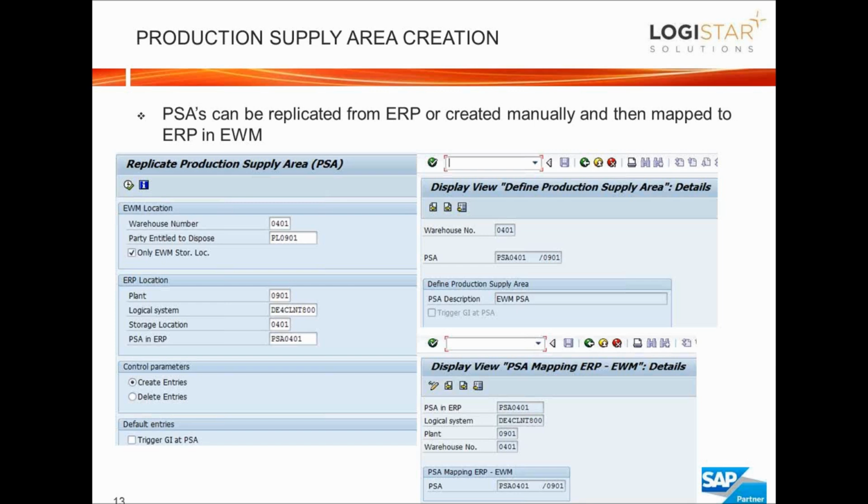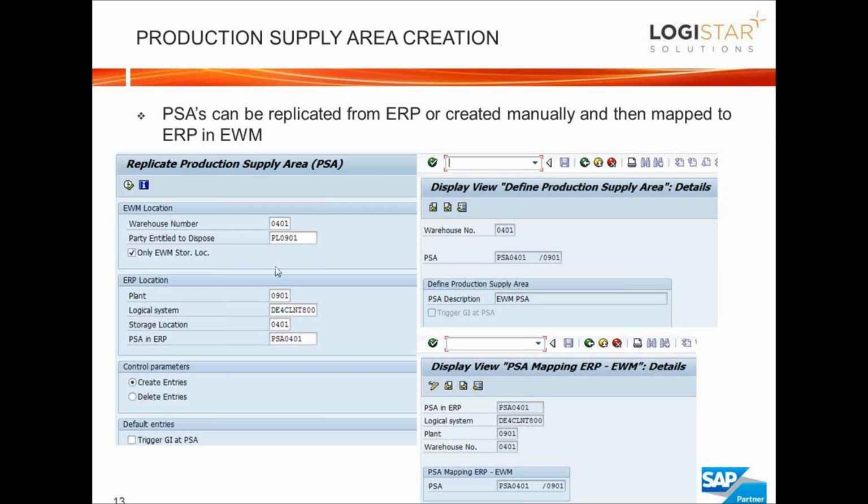So now we talk about these PSAs, these production supply areas that we've defined. Again, one or multiple can be defined within my facility. These are set up and defined in ERP. They have to be up in ERP, but they also need to be in EWM. So they are considered a master data object, a master data element. So what EWM provides you is a mechanism to replicate those areas over.